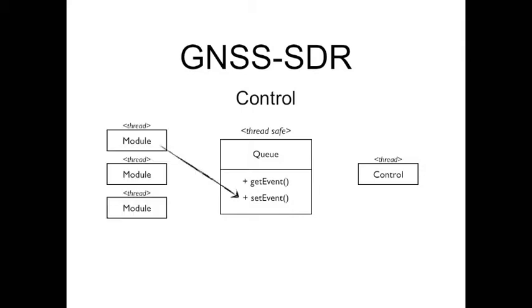If a module generates an event, it lands in the queue and will immediately be available for the control. Control can read it and take the necessary actions. Since the queue is thread-safe, there are no conflicts with the many modules generating events at the same time.